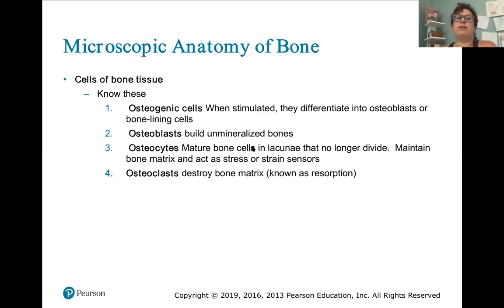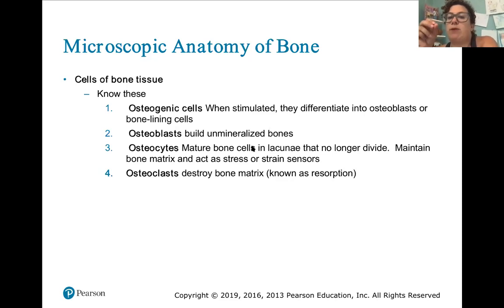Now let's get into what it looks like under the microscope. I think bone is one of the coolest things to look at under the microscope, especially if it's stained correctly. So these are the cells and areas that you need to know for your test. We have osteogenic cells, which are the precursor cells of all bone, and they normally differentiate into osteoblasts. Osteoblasts build bone.